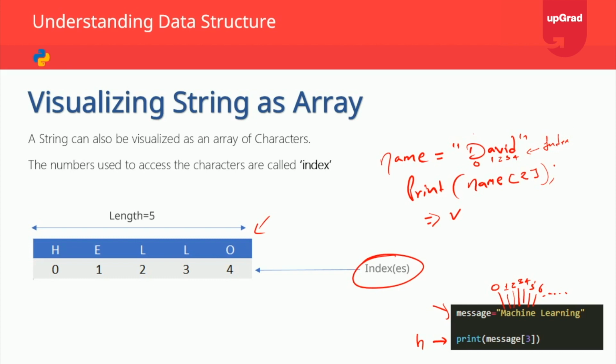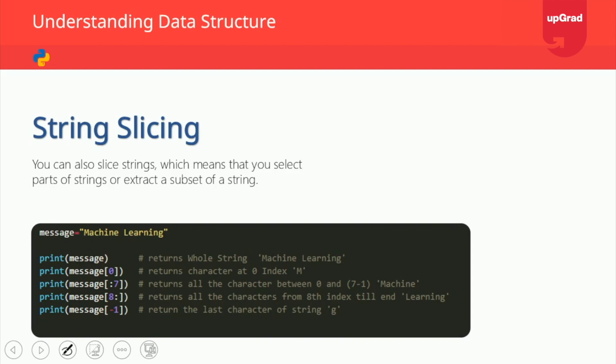Let us move to our next slide and try to understand how substrings are extracted using indexes. This section explains how to extract a subset from a given string. This extraction of a subset from a given string is also called string slicing. Let us understand the given example to see how string slicing works.